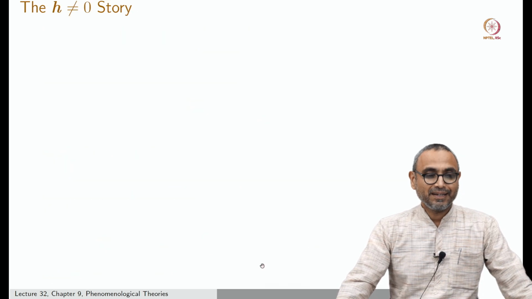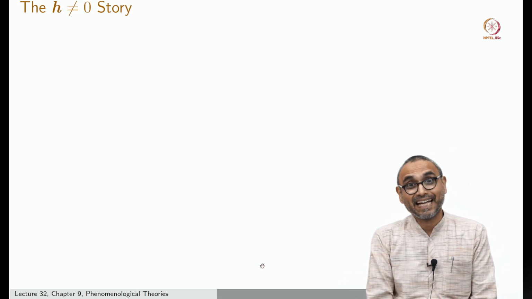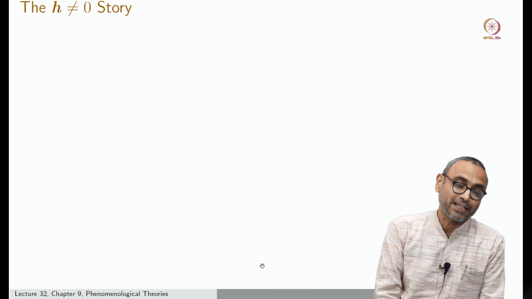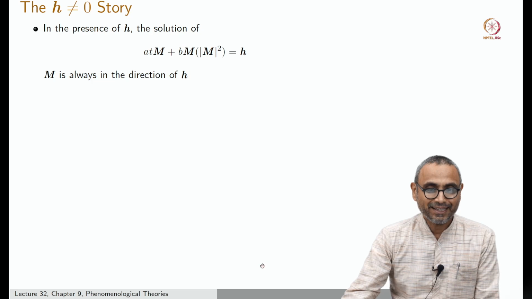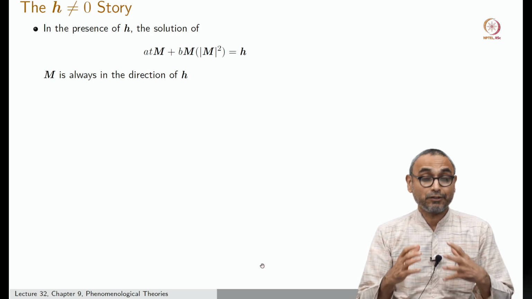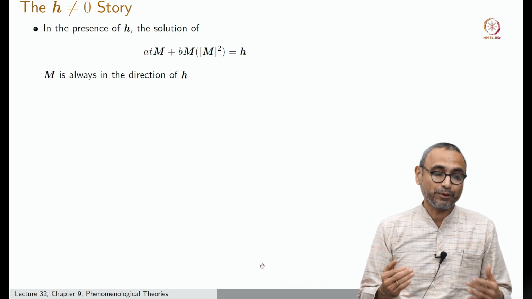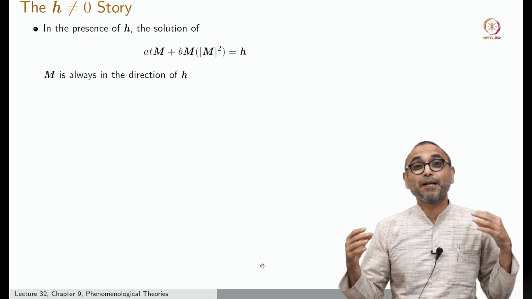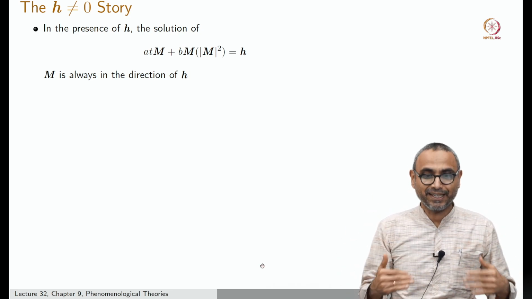Okay. Now what we will do is discuss what happens when the external magnetic field is non-zero. So what do I have to do here? You have to understand what I am doing. When I say the external magnetic field is not zero, I am saying that I am equilibrating the system in the presence of an external magnetic field, right?